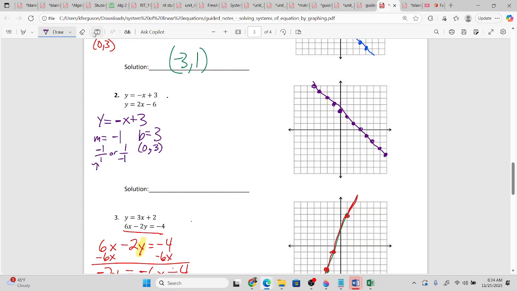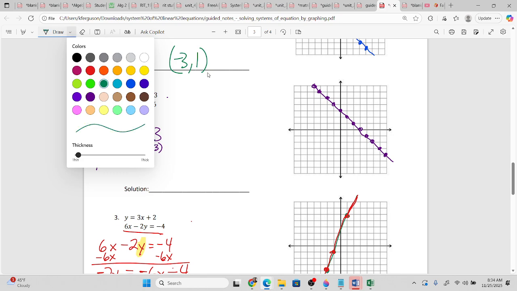Ooh, that was kind of bad. I don't have to graph all those points. You really only need 3 points to graph a line. Okay, so that's my first line.